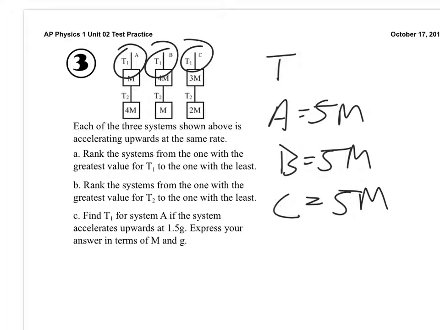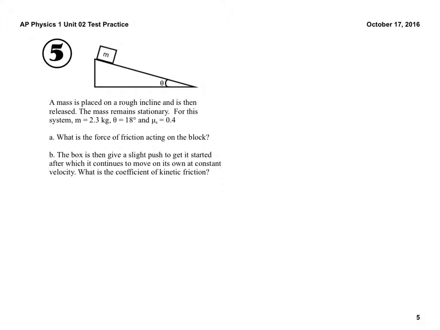We don't have to rank them at all. They're all equal. From greatest to least with T2, I would say that T2 for A is the greatest because it has 4M, and then T2 for C because it has 2M, and last but not least, T2 for B is the lowest. So let me erase some of this stuff. And for T1 for system A, if the system accelerates upwards, that's just working with some of those variables, so that's not too challenging.